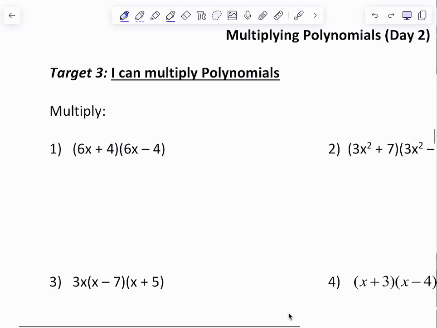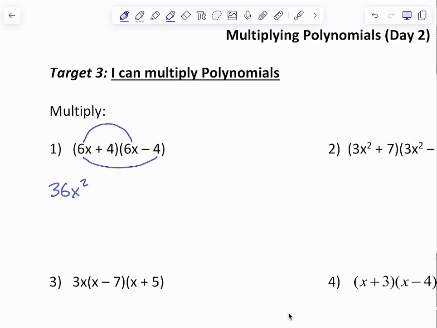Now, this particular type of problem is definitely a binomial times a binomial. And one has a plus and one has a minus. Otherwise, they're the same. On these problems, something always happens, and we'll talk about it as we go. So, when you're doing FOIL, you do the first thing in both parentheses. You can write this down. This is 6x times 6x, which is 36x squared. They both have an x, that's why it's x squared.